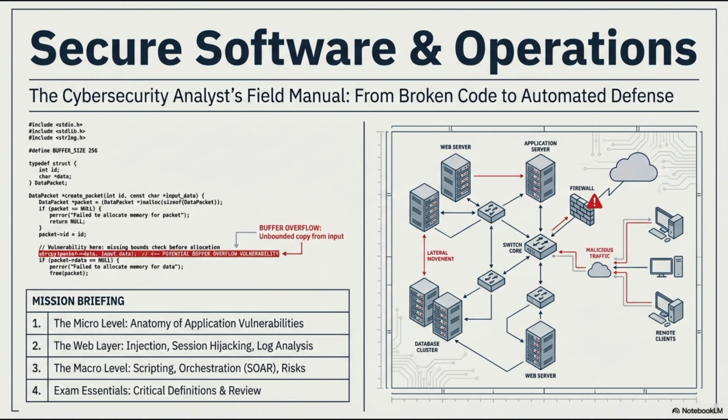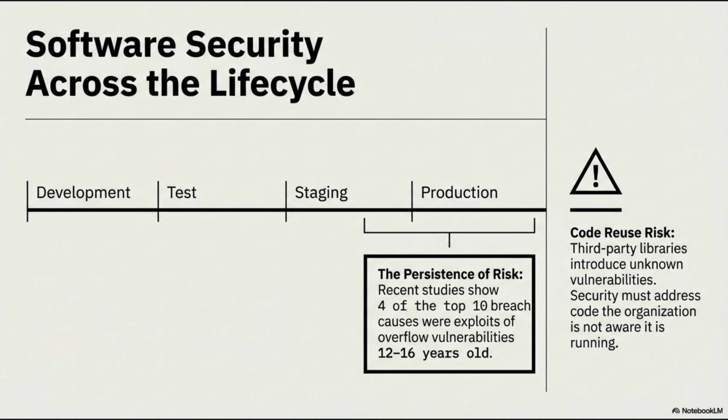Now we're going to talk about secure software and operations. Throughout the life cycle, you're going to want to ensure software security. So, the persistence of risk. Four of the top 10 breach causes were exploits of overflow vulnerabilities that were 12 to 16 years old. This is a risk when you use legacy software. When you reuse third-party libraries, you can also introduce unknown vulnerabilities. So security must address code the organization is not aware it's running.